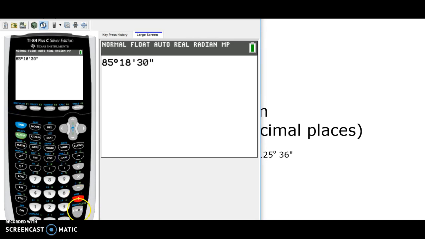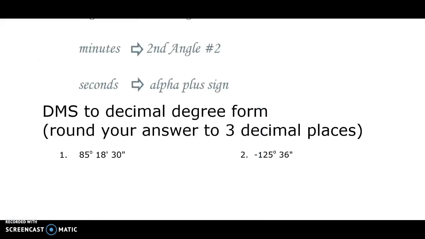And then if we press enter, notice that it gives me the DMS in decimal degrees. So that's 85.308 degrees. I love when the calculator can do stuff.